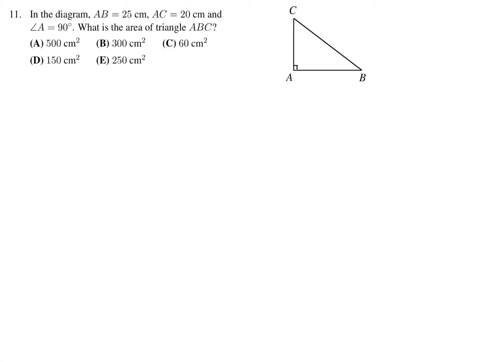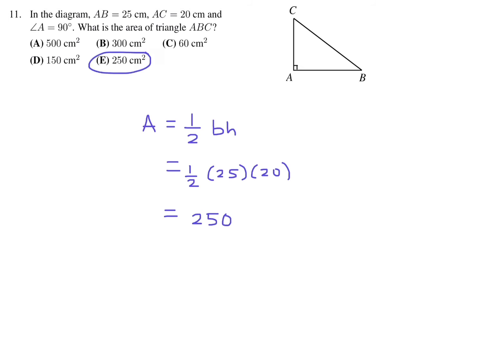In the diagram, AB is 25, AC is 20, and angle A is 90 degrees. What is the area of triangle ABC? Area of a triangle is 1/2 base times height. The base in this case is AB, and they tell you that is equal to 25. And the height in this case is CA, or AC, and they tell you that is 20. So it looks like we've got 10 times 25, which is 250. So number 11, the answer is E.